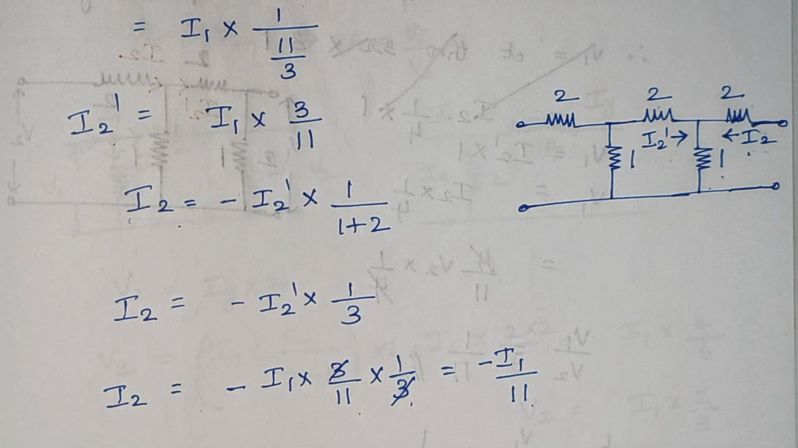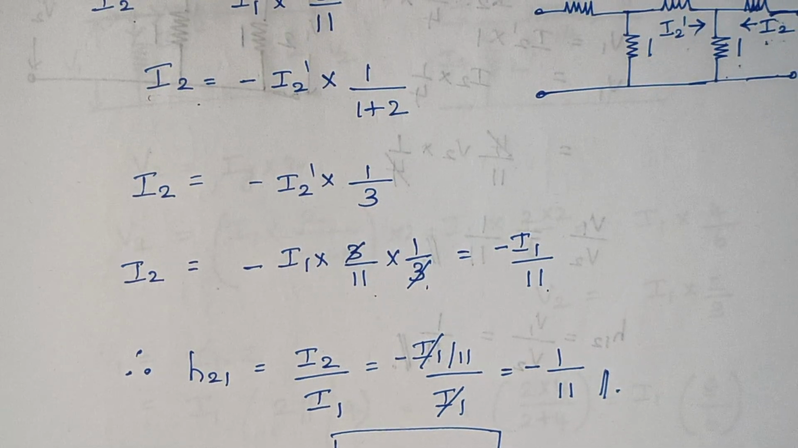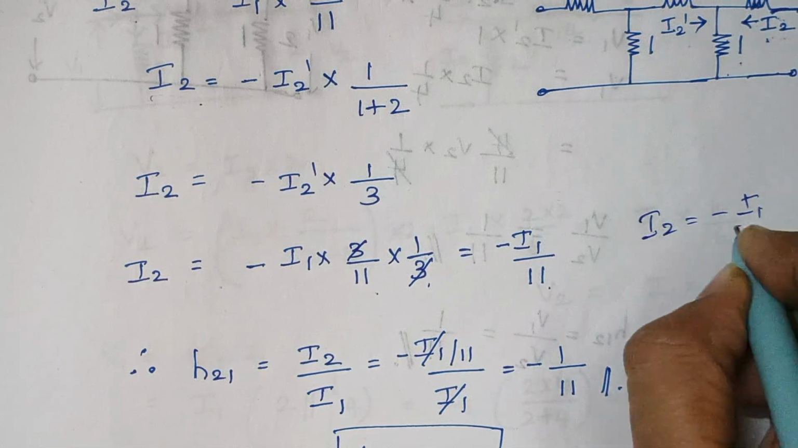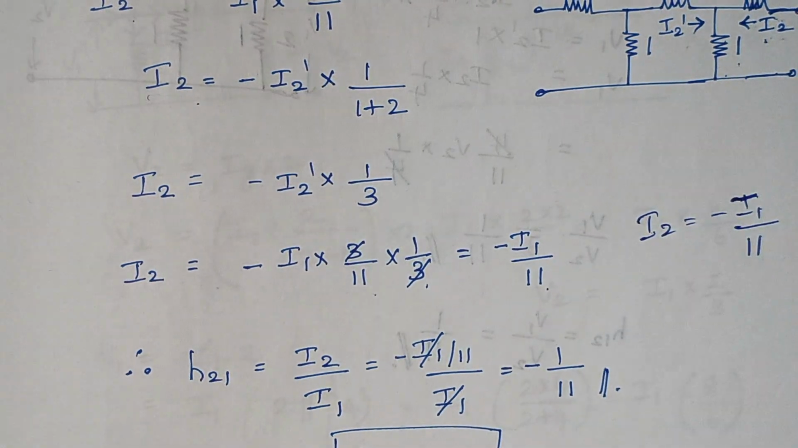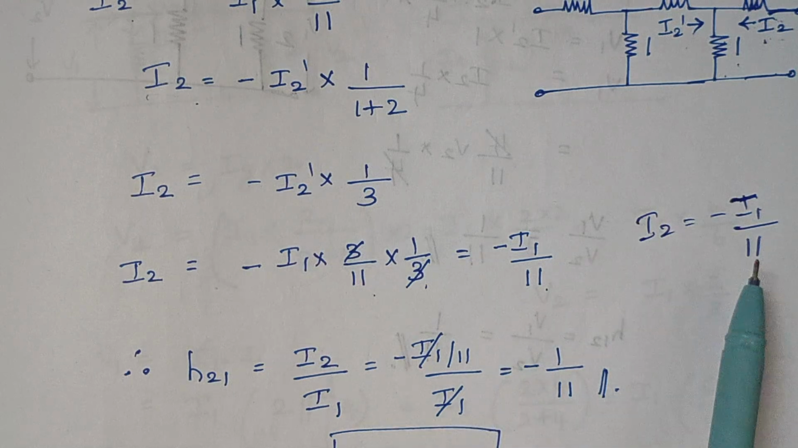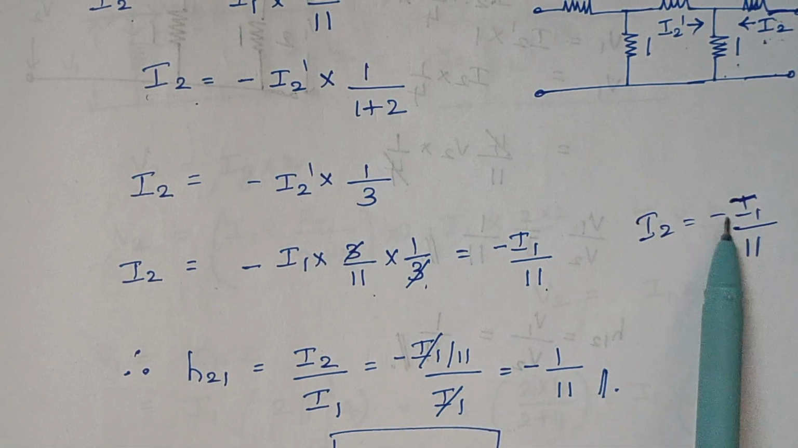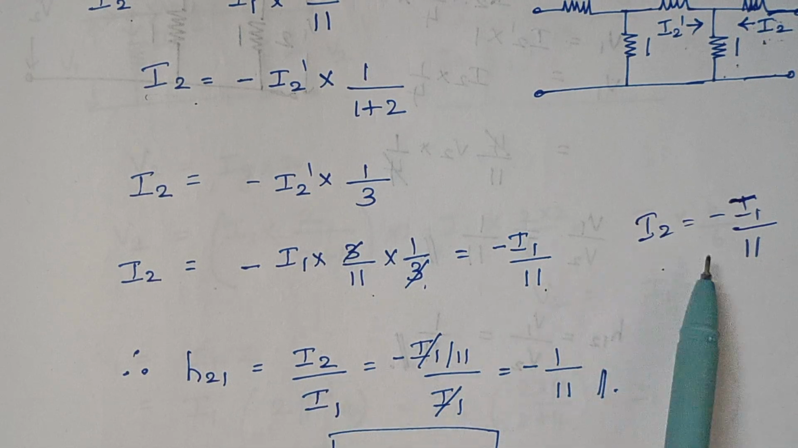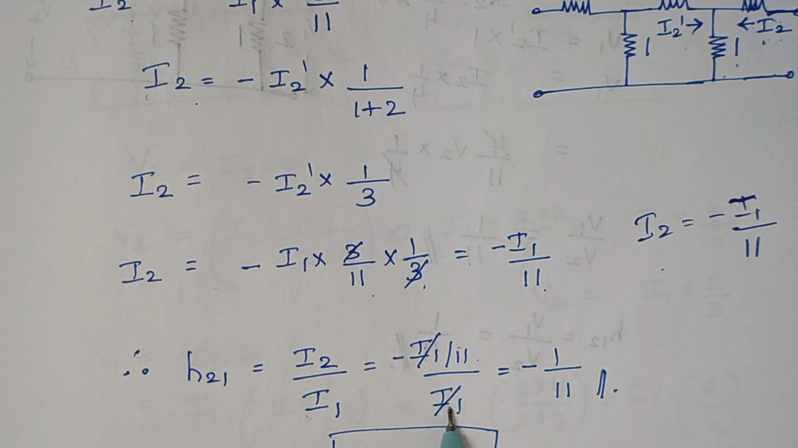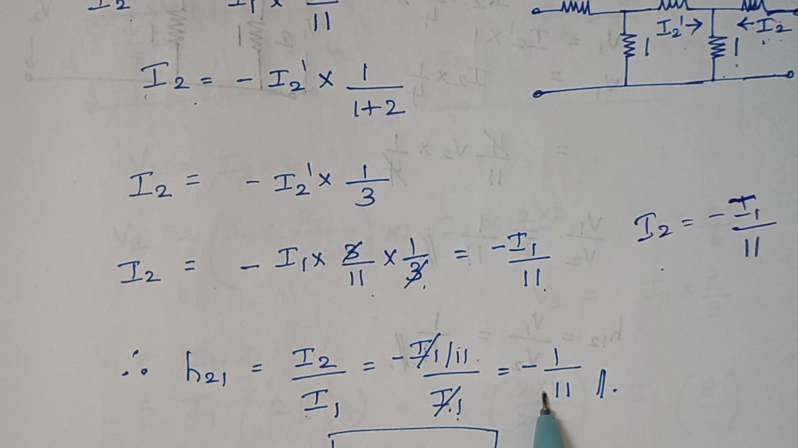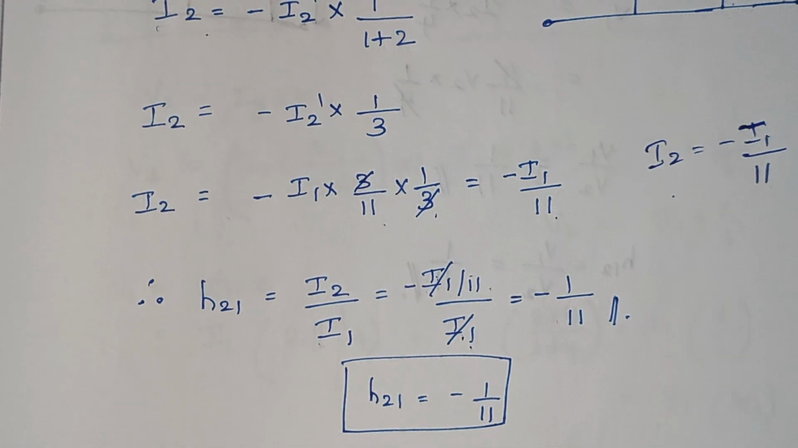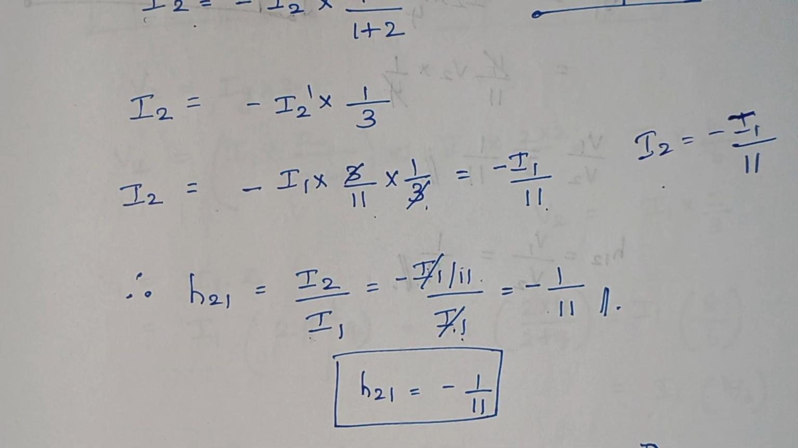But what we actually need is the ratio of I2 by I1. So when you rearrange this equation, you see I2 is equal to minus I1 by 11. So now the ratio is just I2 by I1. I am moving this I1 to the left hand side, or else you can just substitute. Here we are substituting, anyway it is fine. So I2 is equal to minus I1 by 11 divided by I1. This I1 gets cancelled, and here we have minus 1 by 11. So therefore the value of H21 is minus 1 by 11.